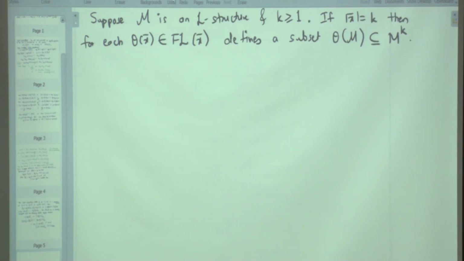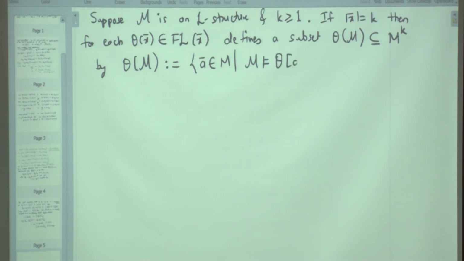How do we do that? Every formula defines a subset of an appropriate power of any structure. Let me define it. Theta of M is the collection of all those tuples from M such that M satisfies theta at A bar. Make sense? We are talking about all those tuples for which this is true.